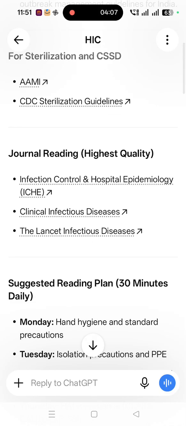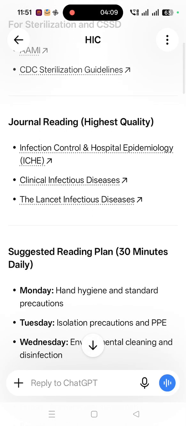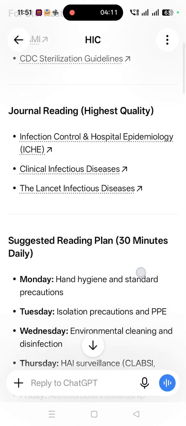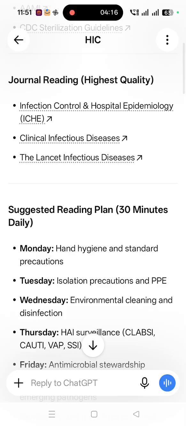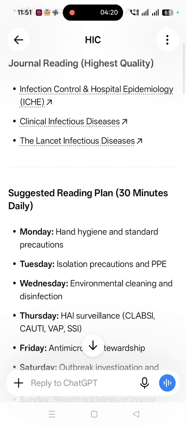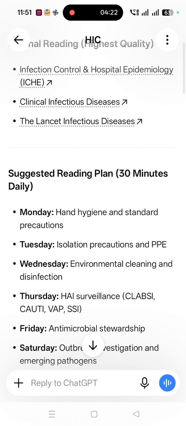Then journal reading, that is of highest quality. Infection Control and Hospital Epidemiology journal is there. Clinical Infectious Diseases journal, Lancet Infectious Diseases. So that is how you can do it.